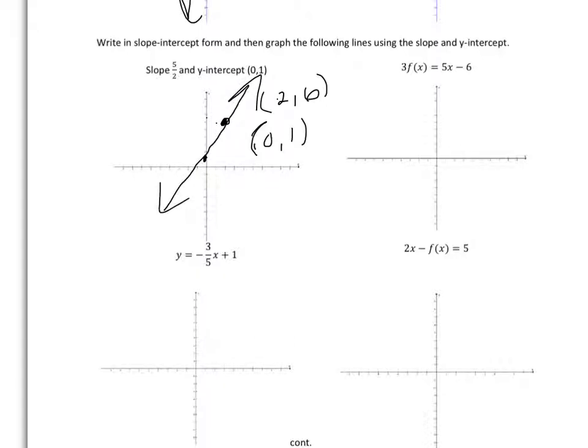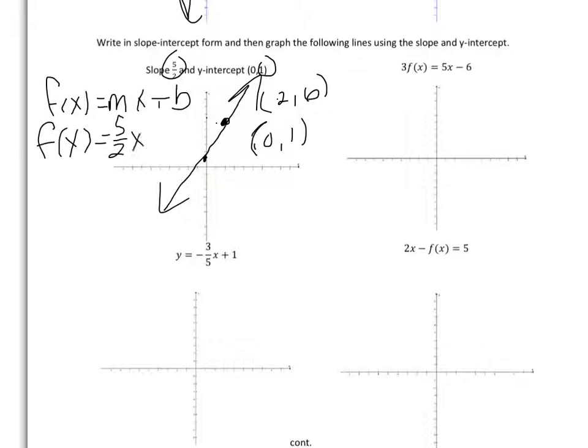Now, if we're trying to write the equation of this, we can write it as a function, f of x equals mx plus b. So this is our m, this is our b, plugging those in. F of x equals 5 halves x plus 1. Or we can use the non-function notation, y equals 5 halves x plus 1. So that's that right here.